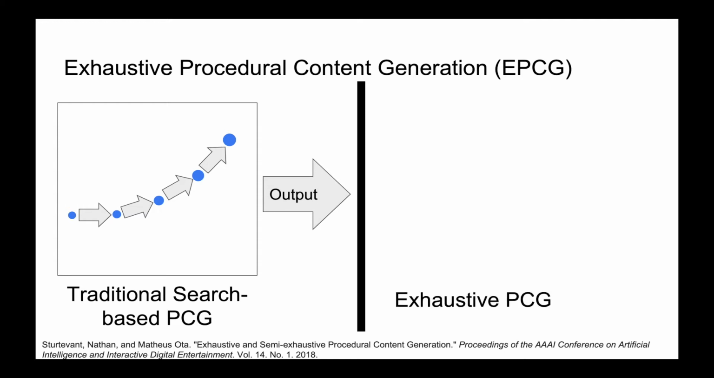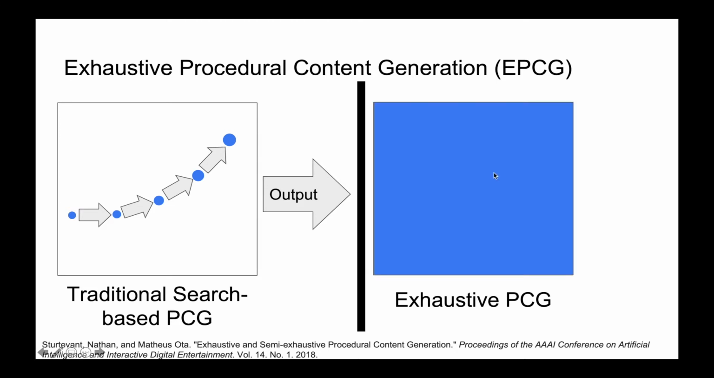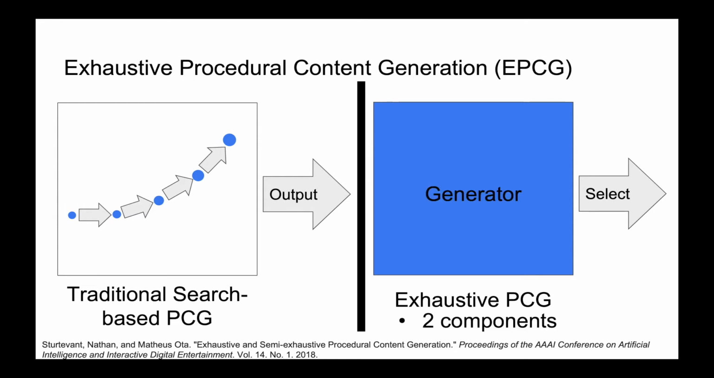In comparison, exhaustive PCG, while it is search-based PCG, is not like traditional search-based PCG. We still have a space where every point in that space is a piece of content. But instead of searching through the space, we're going to generate every single piece of content in that space, every single point of that space. And then we are going to select from this set of content. So it's a slightly different framing here. Exhaustive PCG, as defined by Dr. Sturtevant, has two components. The first is a generator, which unsurprisingly is going to generate every single point in the space. And the second part is the evaluator, which has the important job of selecting what content we are going to return from this space.